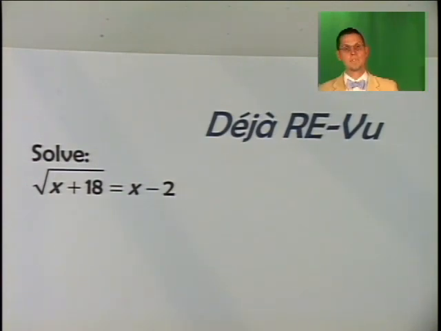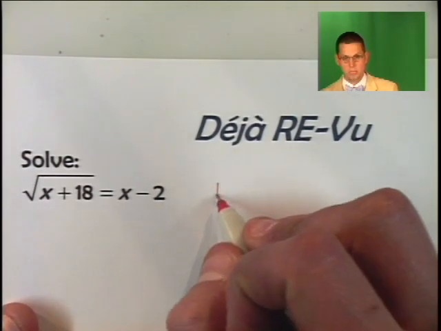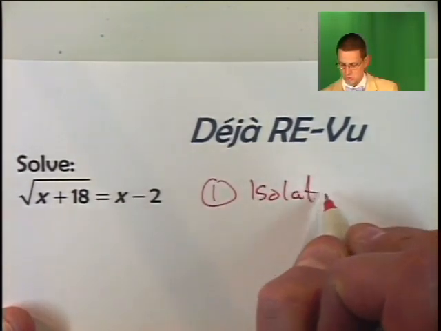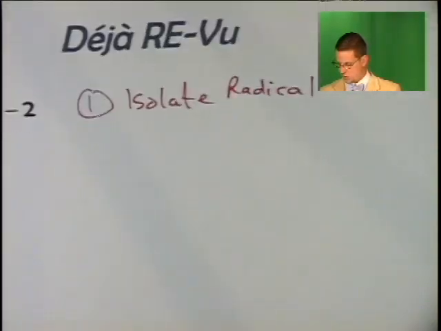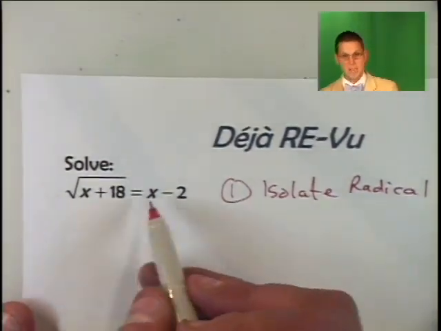Okay, we're going to try and find a systematic way to do it. And the way we solve radical equations is this, by hand, algebraically. Number one, you want to isolate the radical. And what does that mean? That means you want to get it all by itself on one side of the equation. Well, notice that it already is.